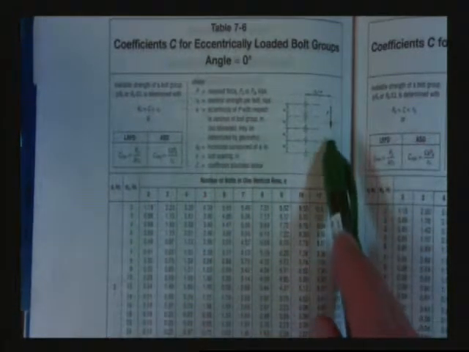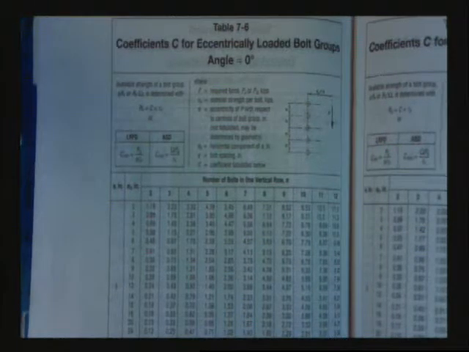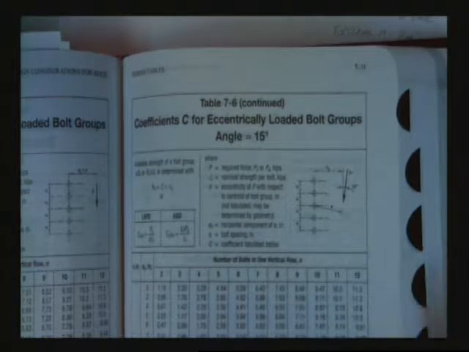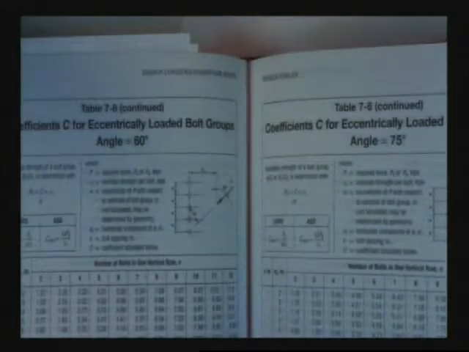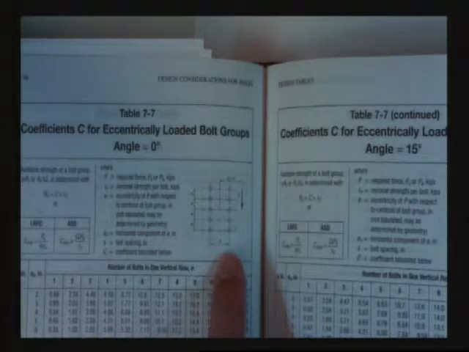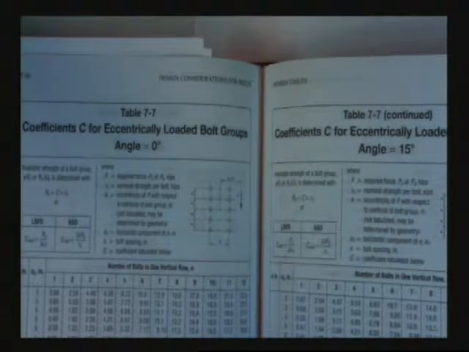So if you have a load, and that load is offset, because the center of stiffness would be at this bolt, right? This is for one row of bolts with the load at a 15-degree angle. This is for 30, 45, 60, 75, and now we go to 2 rows of bolts. Okay? 2 rows of bolts. And they go to 3, and then to 4, and then to 5, and then to 6, and I think they stop after that. Okay?